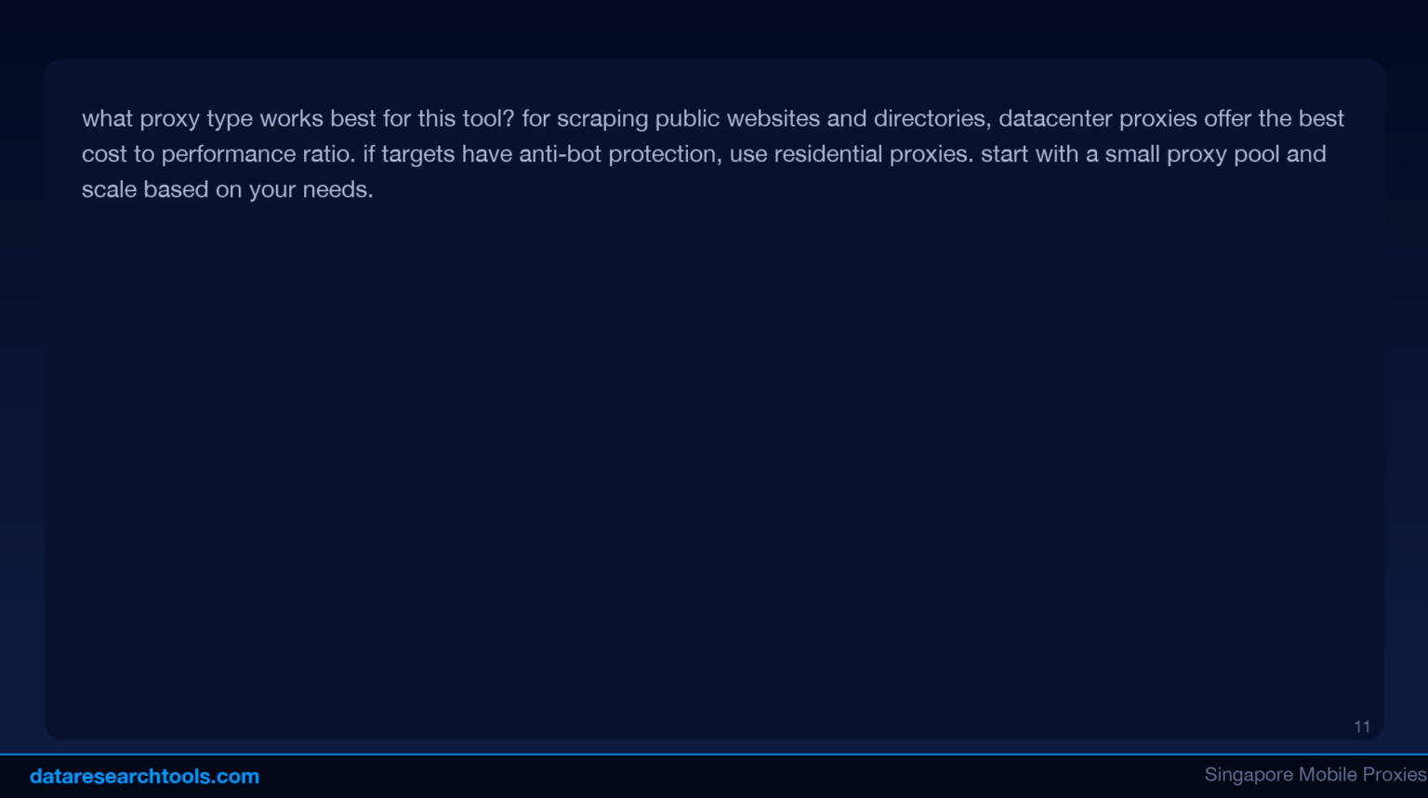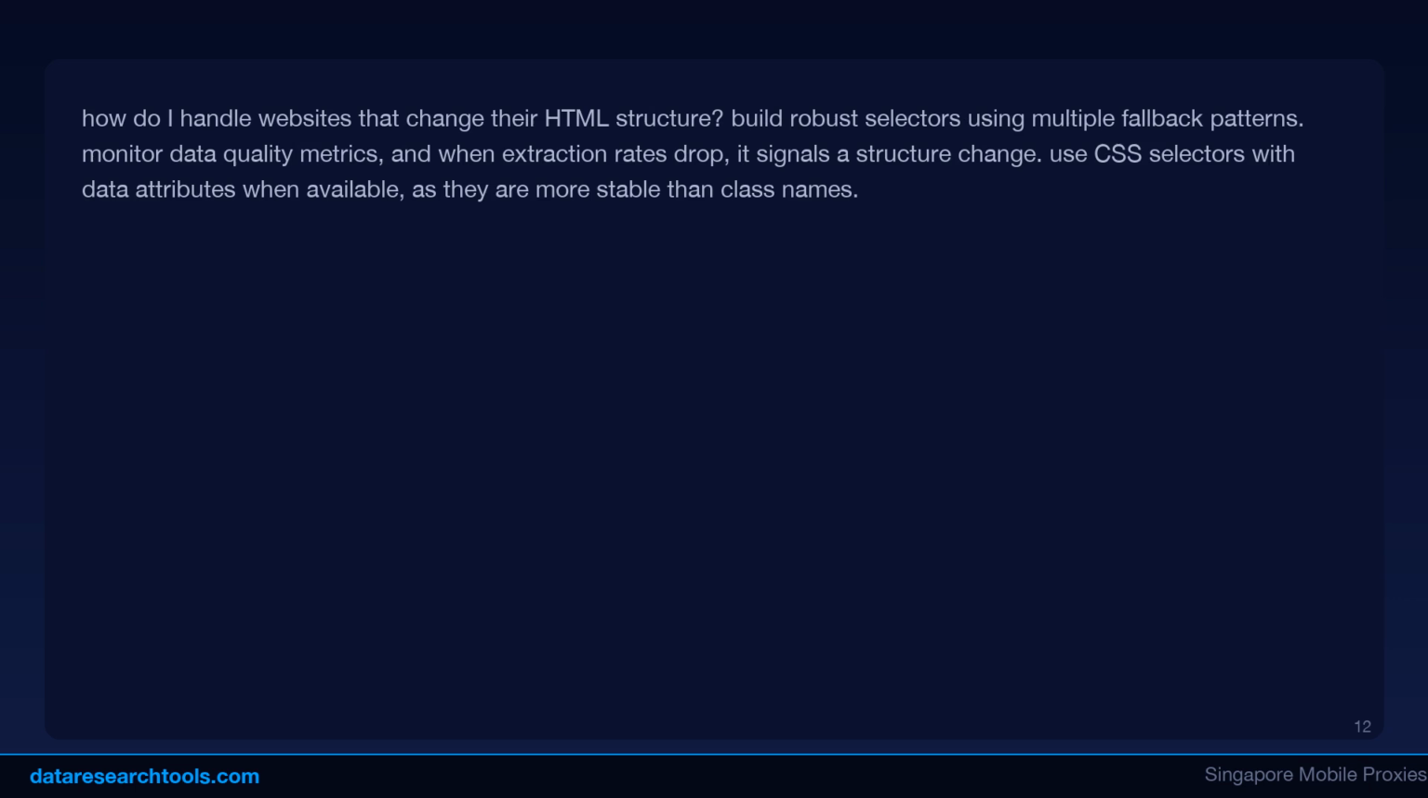Some best practices for scraped data warehouses. Partition your data by date since most scraping queries filter by time range. Store raw data alongside clean data so you can reprocess if needed. Implement data lineage tracking so you know which scraper and proxy produced each record. Set up monitoring for data freshness to catch scraping failures quickly. And use compression since scraped text data compresses extremely well.